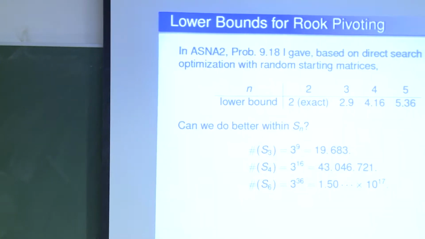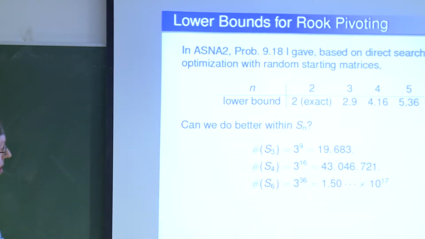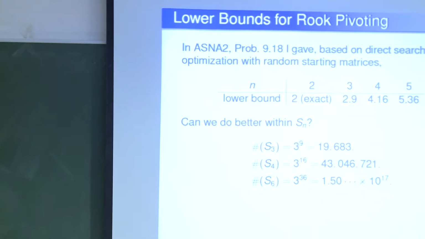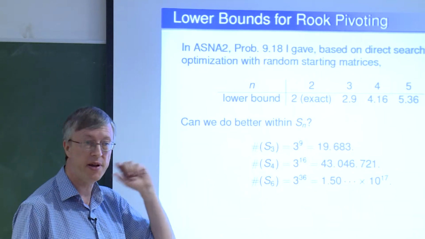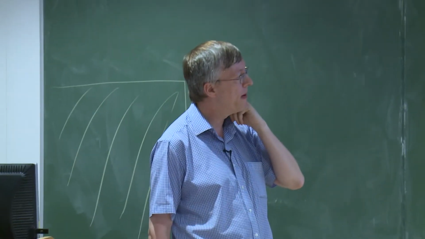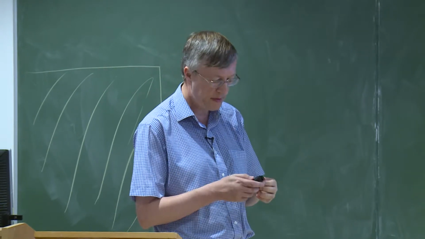So can we do better? By searching over, for example, the set Sn. Well, as we've seen today, the size of these sets grows pretty rapidly. You know, S6 has got 10 to the 17 entries, so we can't get very far with exhaustive search. But let me first of all talk about exhaustive search, because we can do that for at least very, very small values.